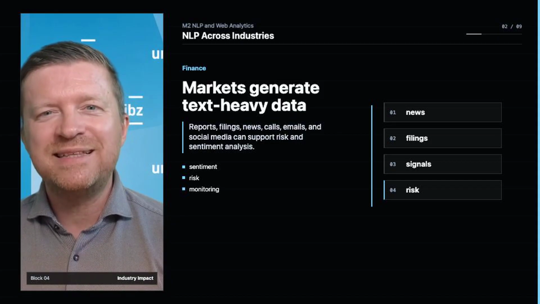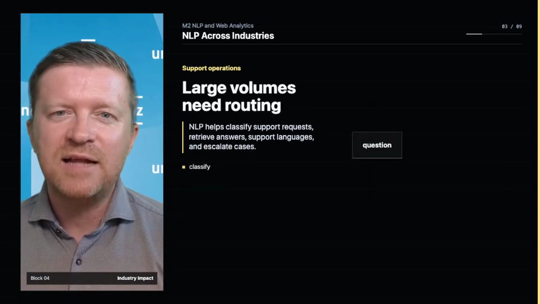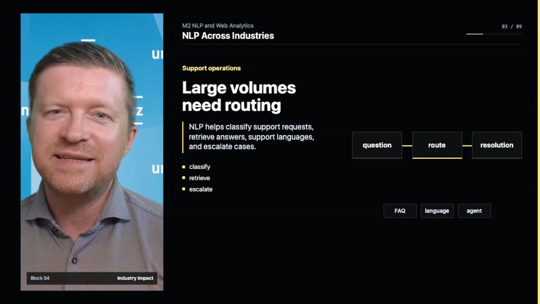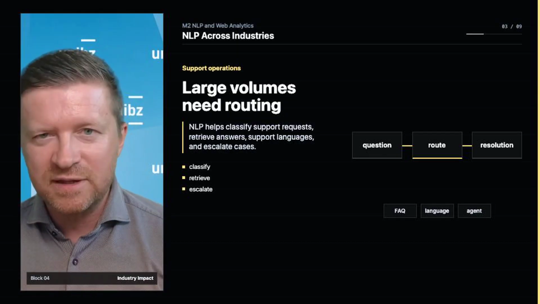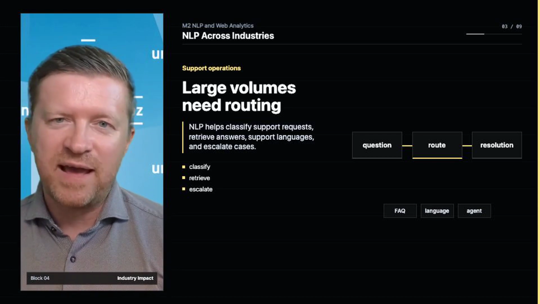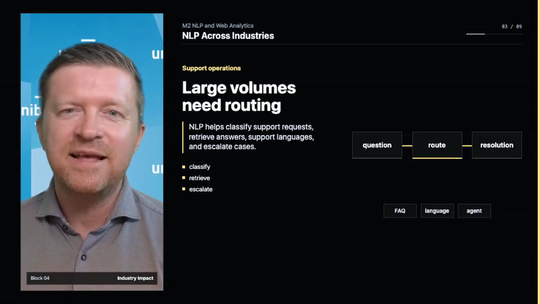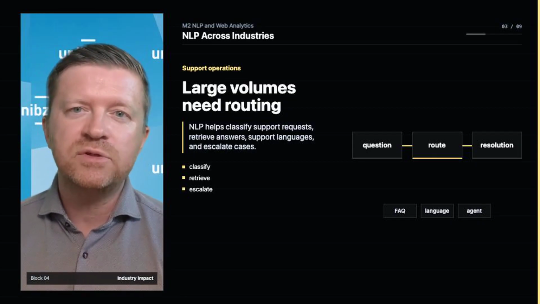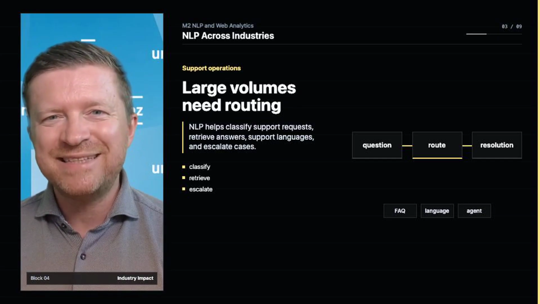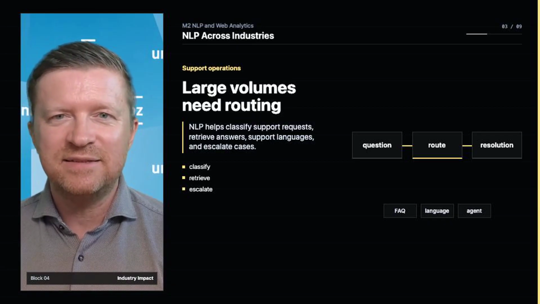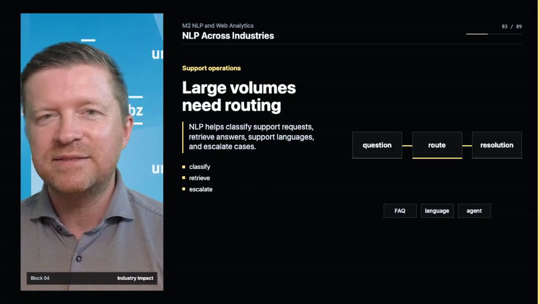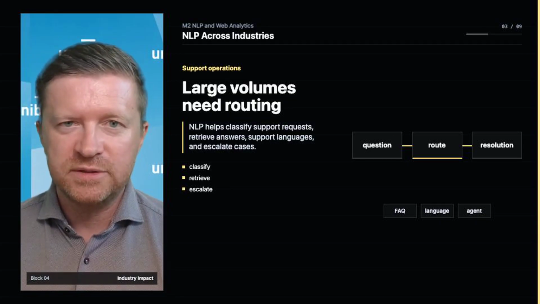Customer support is another high-impact setting. Large organizations receive millions of customer questions, and customers expect fast, accurate, personalized responses. NLP systems can classify incoming requests, detect intent, retrieve relevant FAQ entries, route tickets to the right team, support multiple languages, and decide when a case should be escalated. Tools such as Zendesk and related platforms use these techniques to make support workflows more efficient.